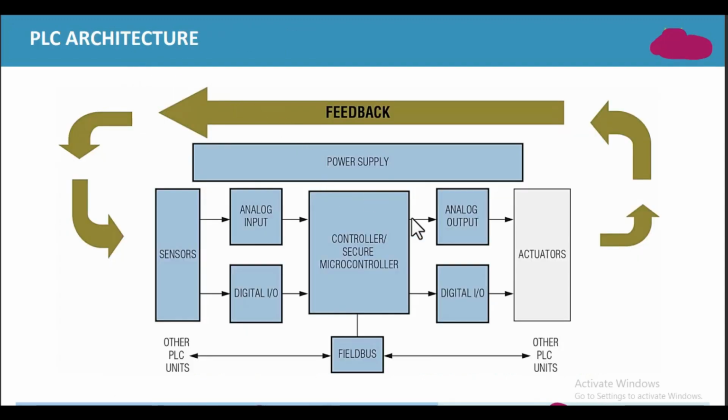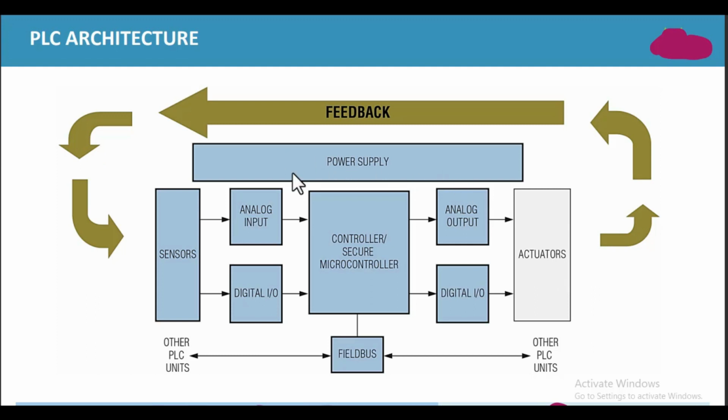PLC architecture. A PLC consists of this kind of architecture. In the center you have a CPU, and on one side you have analog input and digital input, which are further attached to the sensors. These sensors may be digital sensors or analog reading sensors. On the other side you have the analog output and also digital output, so digital output will be attached on the output side and digital input on the input side. These outputs are attached to actuators like motors, valves, relays, and things like this.